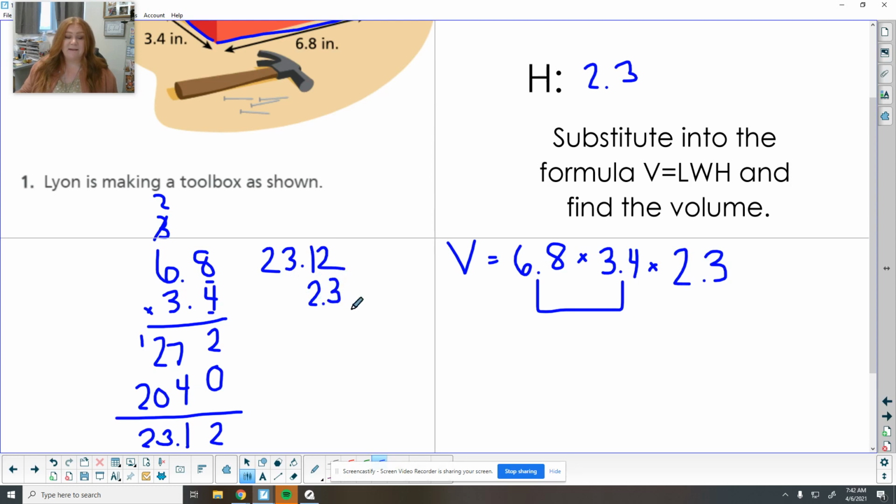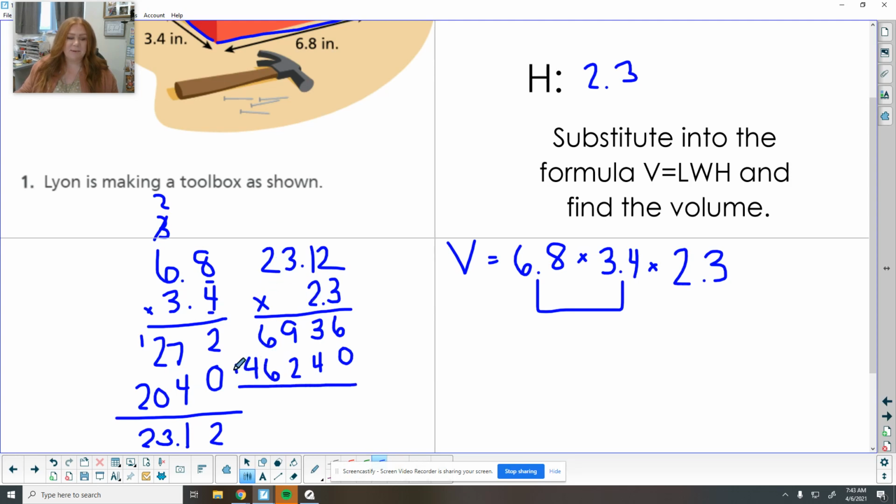When we multiply decimals, we do not need to line them up. We just count and move them over when we are finished. So go ahead and pause and try that problem, and then come back and check. 3 times 2 is 6. 3 times 1 is 3. 3 times 3 is 9. 3 times 2 is 6. I don't have anything to cross off, so I'm going to put my placeholder. 2 times 2 is 4. 2 times 1 is 2. 2 times 3 is 6. And 2 times 2 is 4.